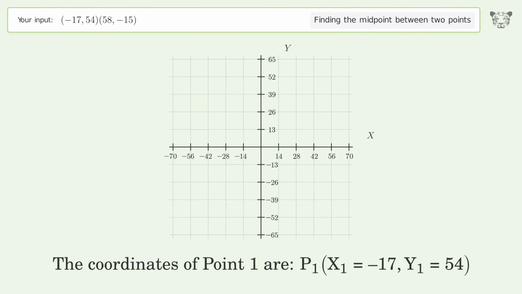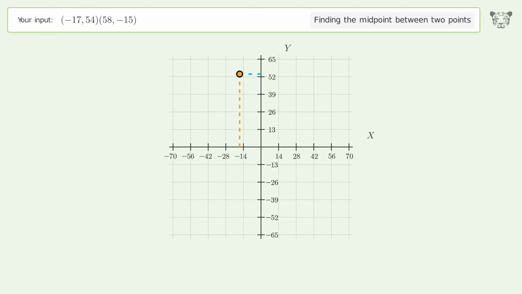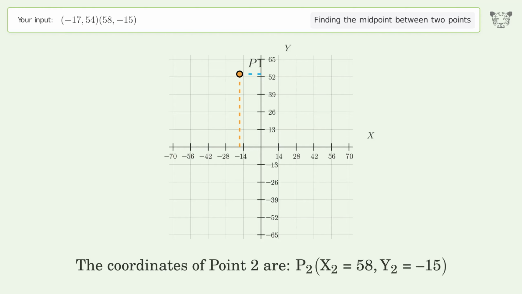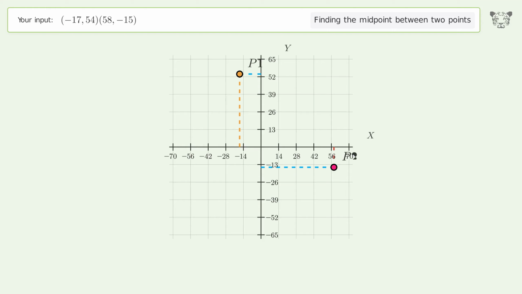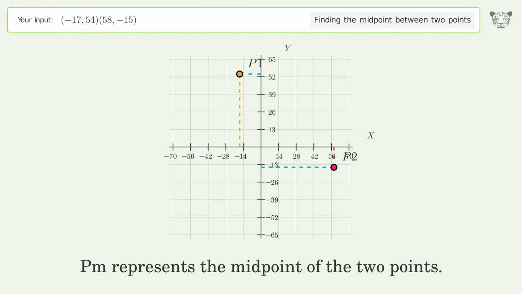The coordinates of point 1 are, x1 equals -17, y1 equals 54. The coordinates of point 2 are, x2 equals 58, y2 equals -15. PM represents the midpoint of the 2 points.